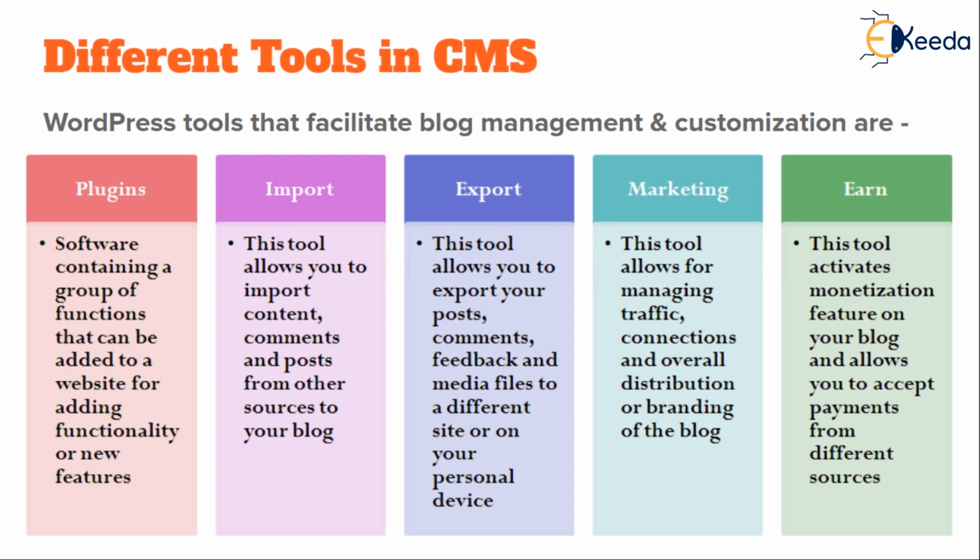Plugins are essentially software containing a group of functions that can be added to a website for adding functionality or new features, which means these are small pieces of software which can be designed specifically for a software platform like the CMS that you're using. And all you need to do is browse different types of plugins that are available on the CMS platform and select the one which is most relevant to the functionality that you're seeking. Install it and activate it to give boosted performance to your blog.